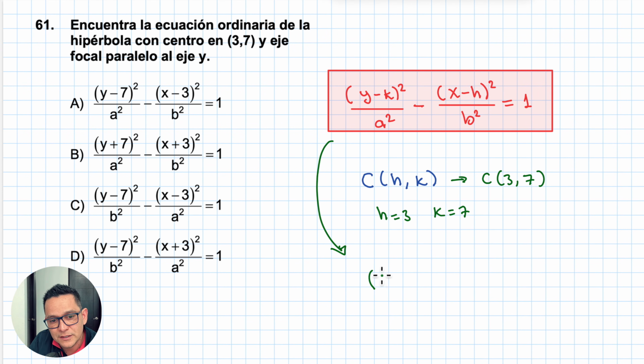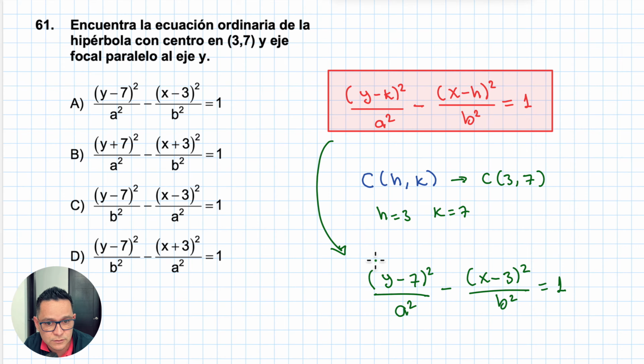So I end up with (y − k), but k is 7, squared, over something that's an a squared in this case. And that's equal to minus (x − h), which is 3, squared, over b squared equals 1. That's how it should look. Where is that? It's a, right? (y − 7)² over a² minus (x − 3)², yes, it's this one. So, would this be the solution then? All right, we're done.